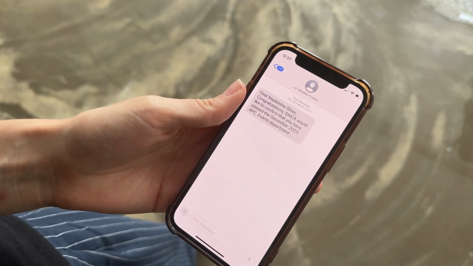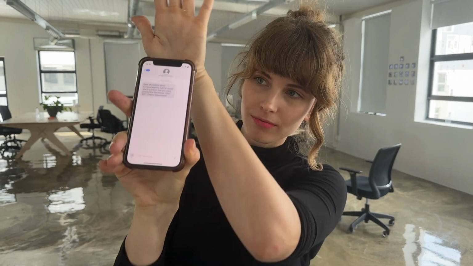So last week Friday, the SAICA APC results were released, and at 4:03 p.m., much to my surprise, I got an SMS saying that I had successfully passed my final board exam. Needless to say, I haven't ugly cried like that in a very, very long time.